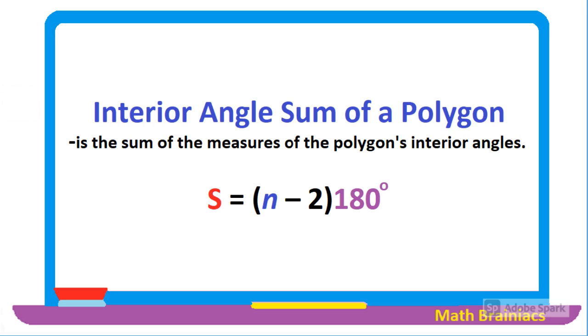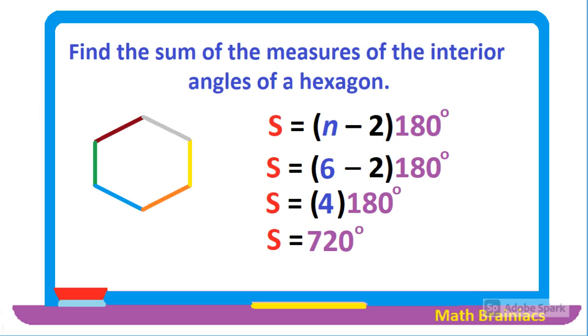To wrap it up, I want you to always remember that in finding the interior angle sum of the polygon, always remember the formula S is equal to (n minus 2) multiplied by 180 degrees, where n is the number of the sides of the polygon. Like in this example, the regular hexagon has 6 sides. So 6 minus 2 will give us 4. Then multiply it by 180. And the sum of the measures of the interior angles of the hexagon will give us 720 degrees. It is easy.